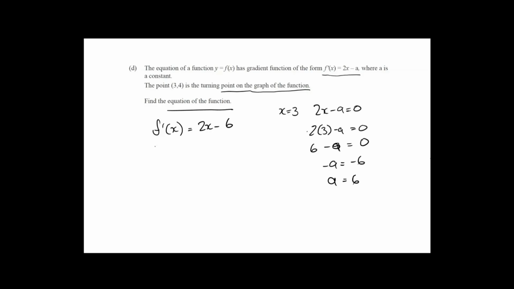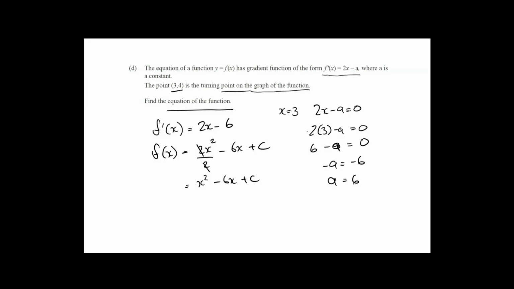Now to find the original equation, we're going to need to integrate that. So f of x is going to be the 2 stays there, the x stays there, we gain an index, and we have to divide by that number, minus 6x, and we have to have that constant there at the end. So these are going to cancel. So this is going to be x squared minus 6x plus c. So we've got everything except for that c. How are we going to find the c?